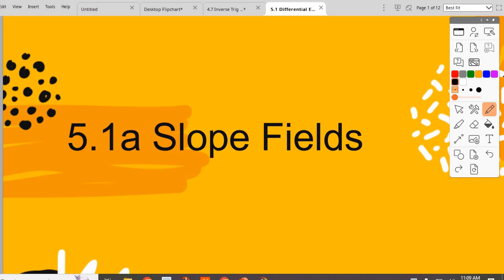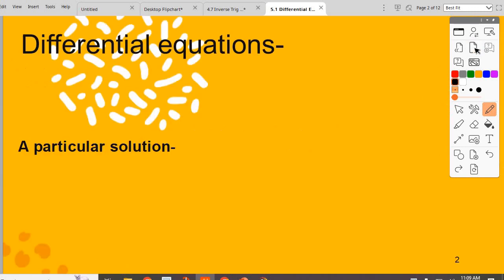Alright, so today we are going to be starting in chapter 5 and we're going to be looking at differential equations. So remember that through our integral units we have looked at some differential equations. We're just going to get a little bit more into one, slope fields, which are another representation of differential equations, and then two, some additional methods to solve differential equations.